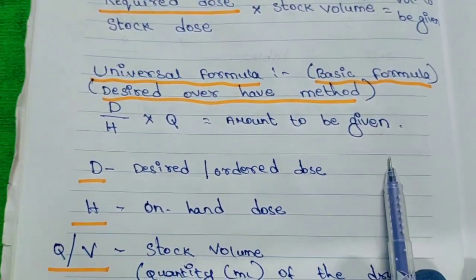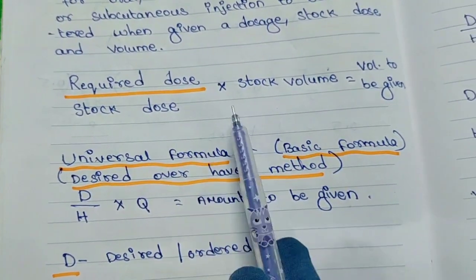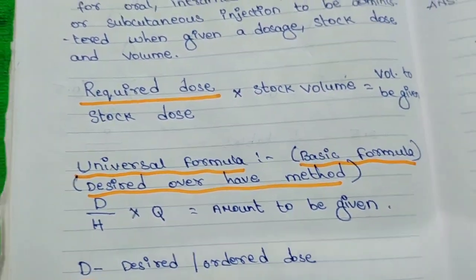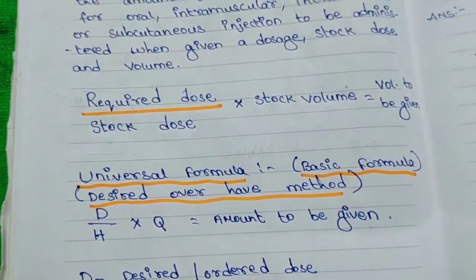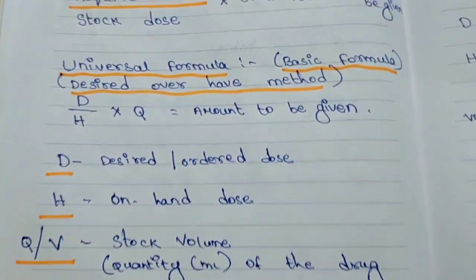Okay, so what is the formula? Required dose by stock dose into stock volume. Okay, so please remember this. Now using this formula we are going to calculate our dosages.